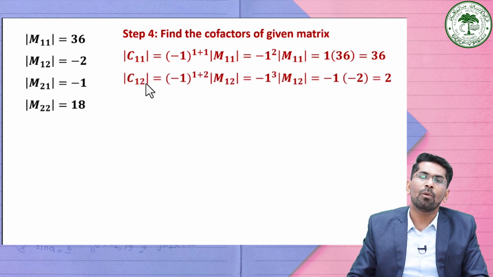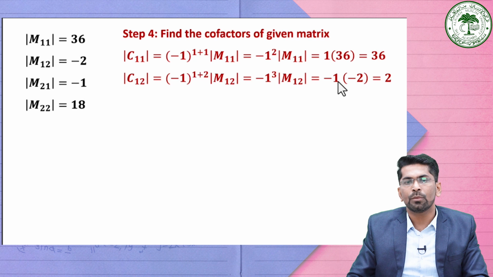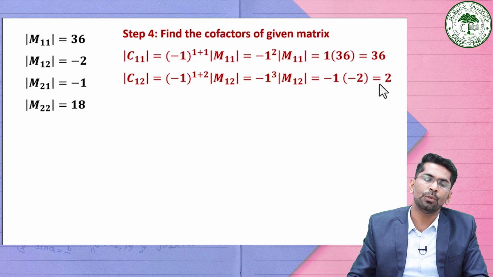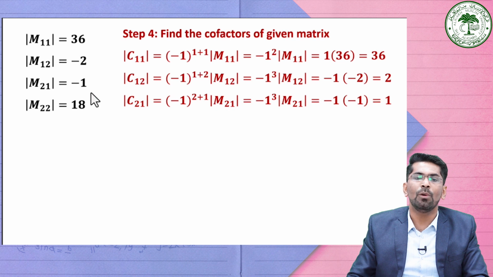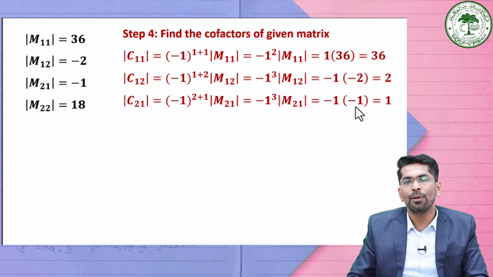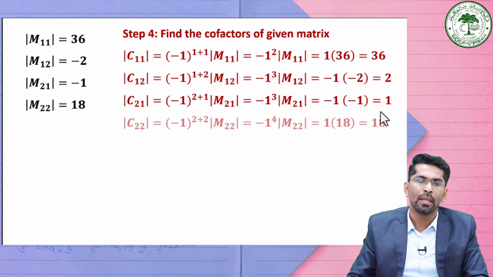Similarly, we have the second cofactor, which is equal to minus 1 raised to the power 1 plus 2 into the second minor, which is minus 2. So we have minus 1 cubed, which is minus 1, and minus 1 into minus 2 is equal to 2. Then the third cofactor, that is C21, is equal to minus 1 raised to the power 2 plus 1 into M21, which is minus 1. So minus 1 cubed, which is minus 1, into minus 1 is equal to 1.